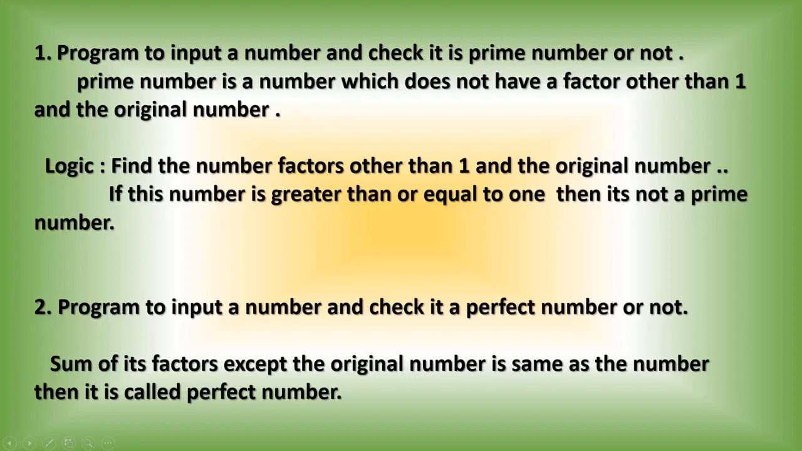Here the number is a perfect number. Perfect number means sum of its factors except the original number is the same as the number, then it is known as a perfect number. What is the meaning of that? You have to find the sum of the factors. You don't take the original number. You have to take 1, don't take the original number. That is all about that question.